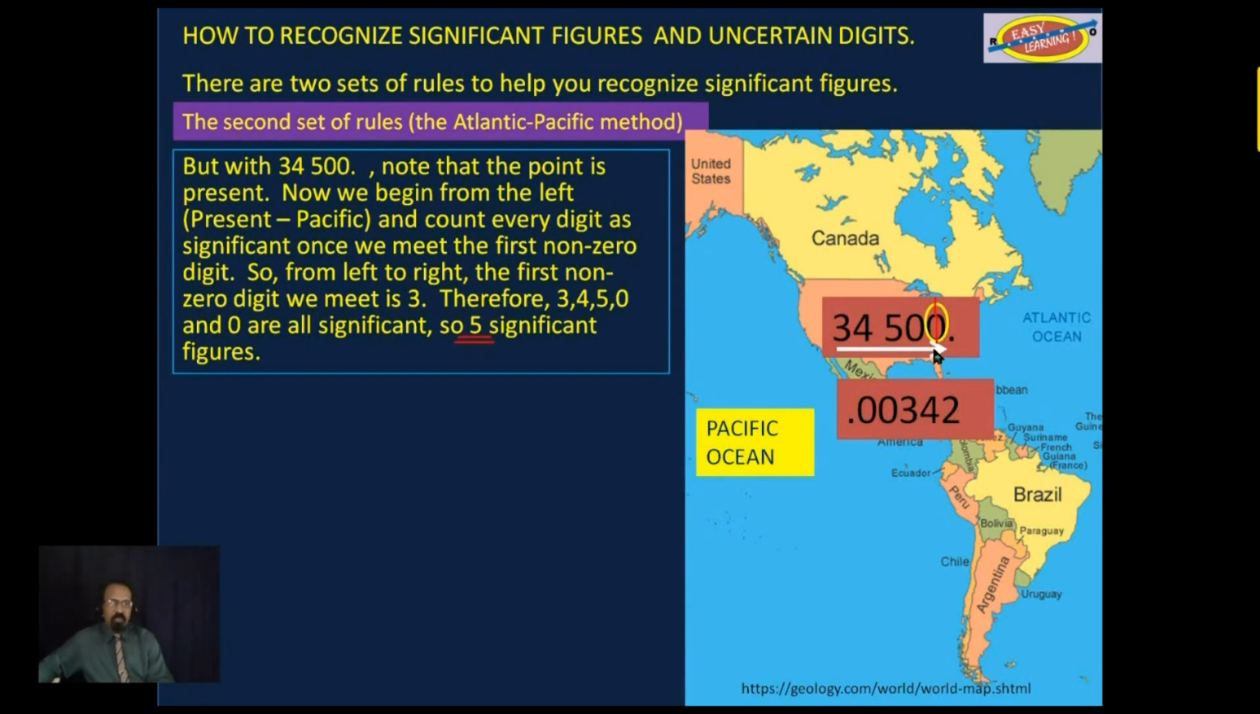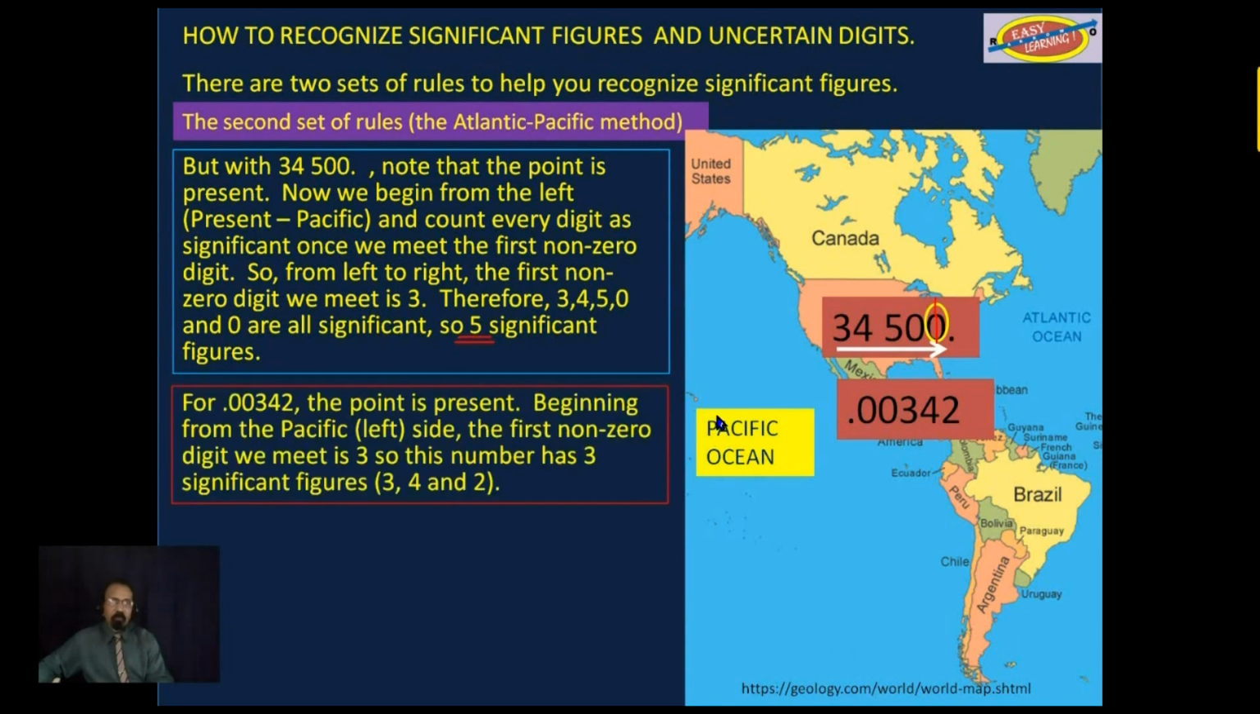Let's look at this number now, 0.00342. We also saw this before when we were using the other set of rules. The point is expressed, it is present, so we'll begin from the Pacific side.